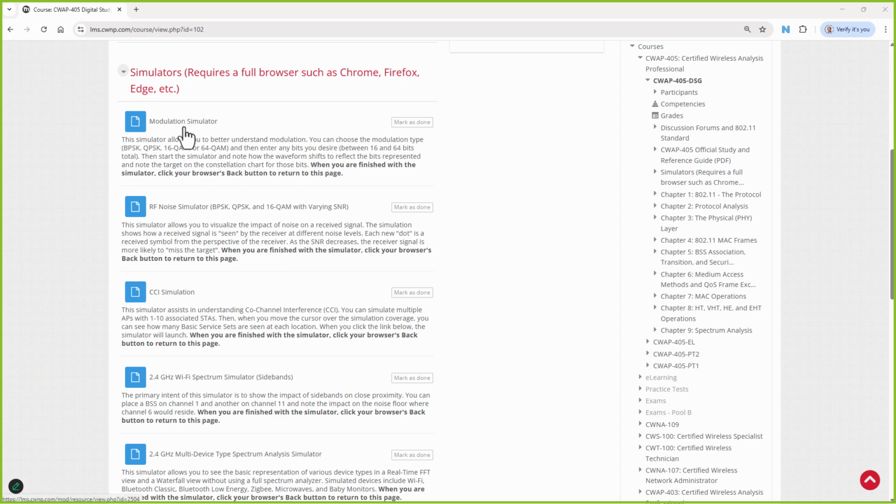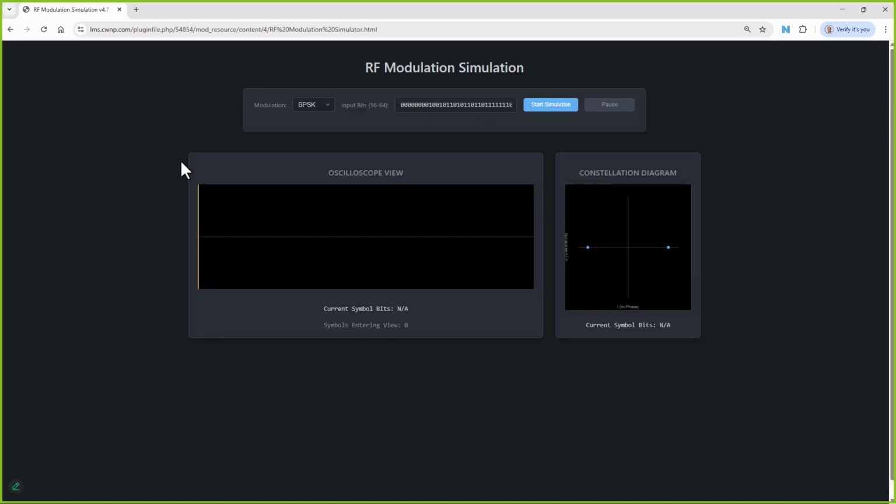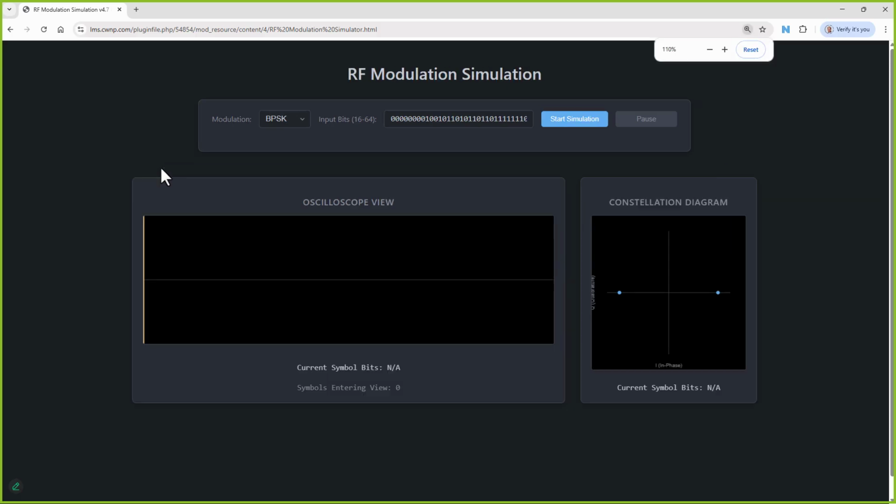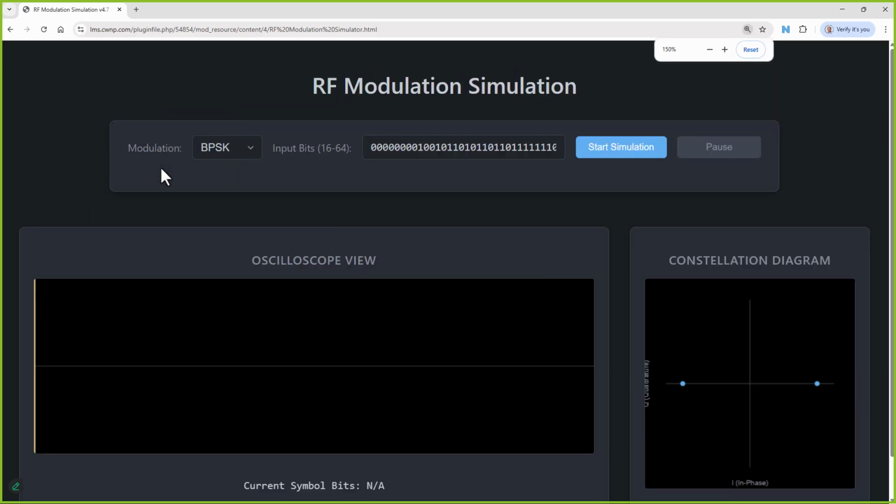And let's bring up our modulation simulator. So with RF modulation, remember what we're doing is we're sending bits, right? We're just sending bits. And I'm going to zoom in on this a little bit for you. Okay, so let's start with BPSK, binary phase shift keying.